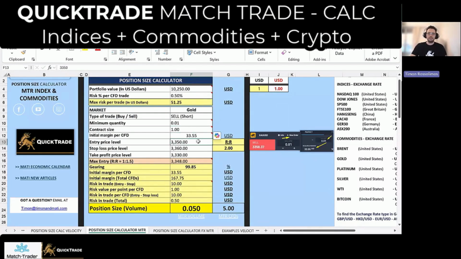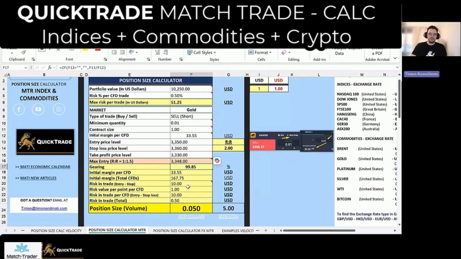And if the price is trading between 3350 and 3348, we can get into the position because the max entry is 1 to 1.5, which means that if you are trading with a 1 to 1.5 ratio, it is still going to be profitable using the Match Trader system. The gearing is just under 100. The initial margin per CFD, 33.5 US dollars. There it is. Required margin 33.55. You typed it over here. The initial margin, total CFDs, is $167.